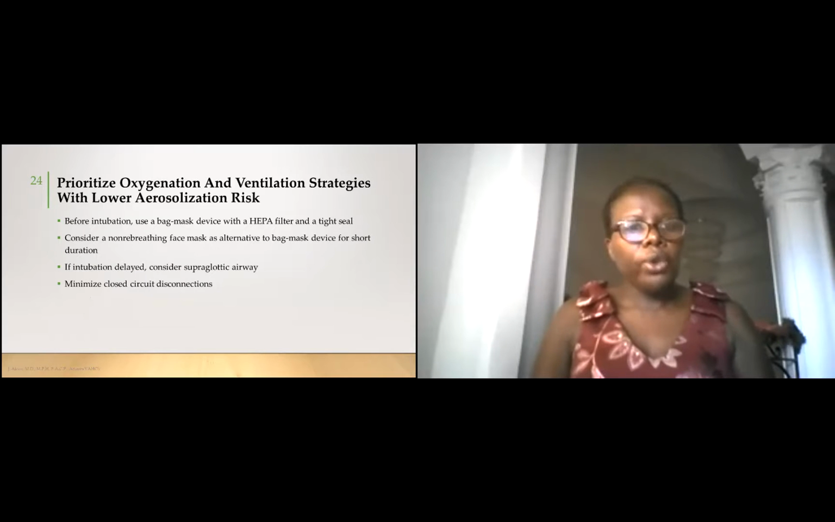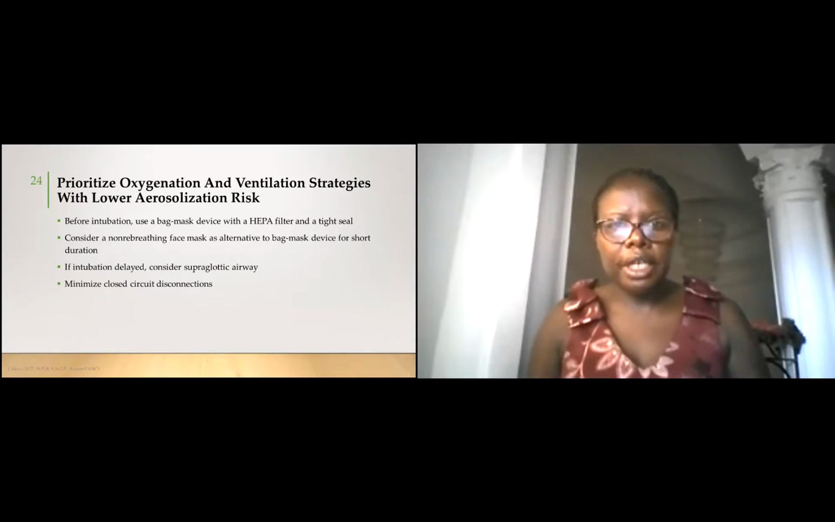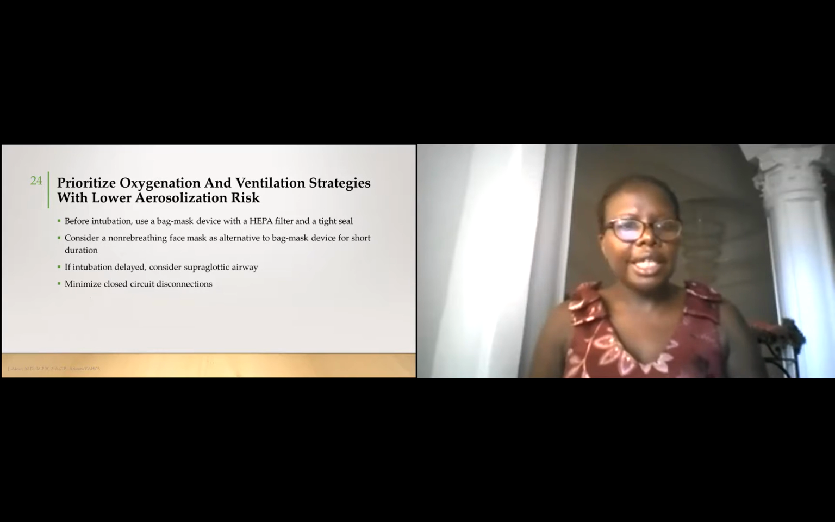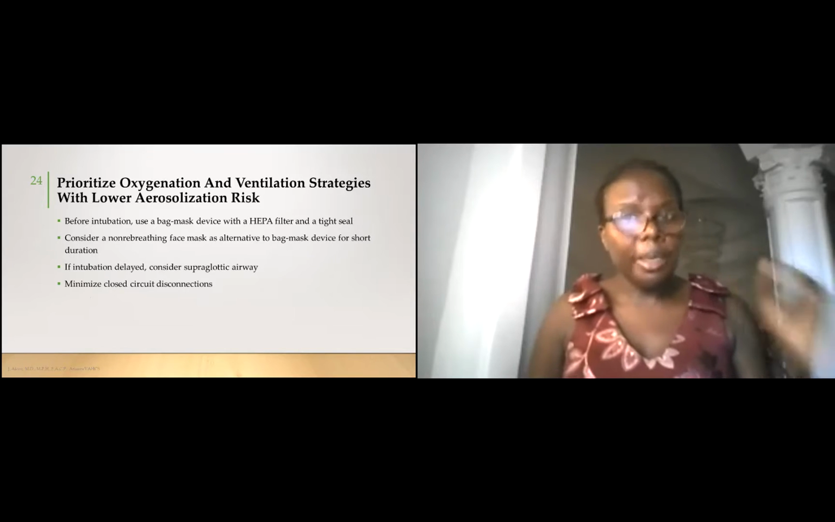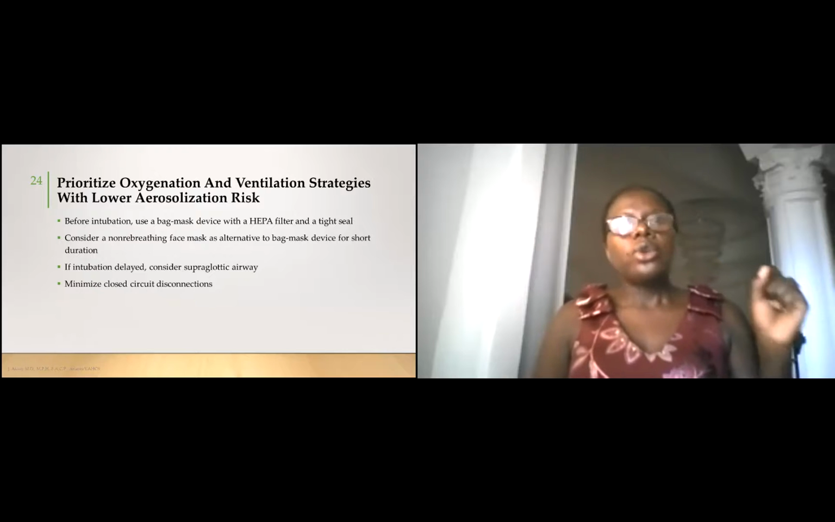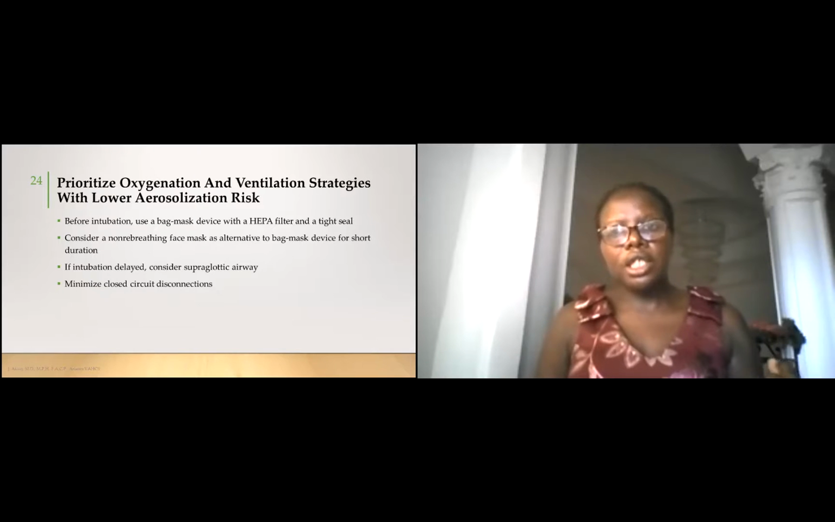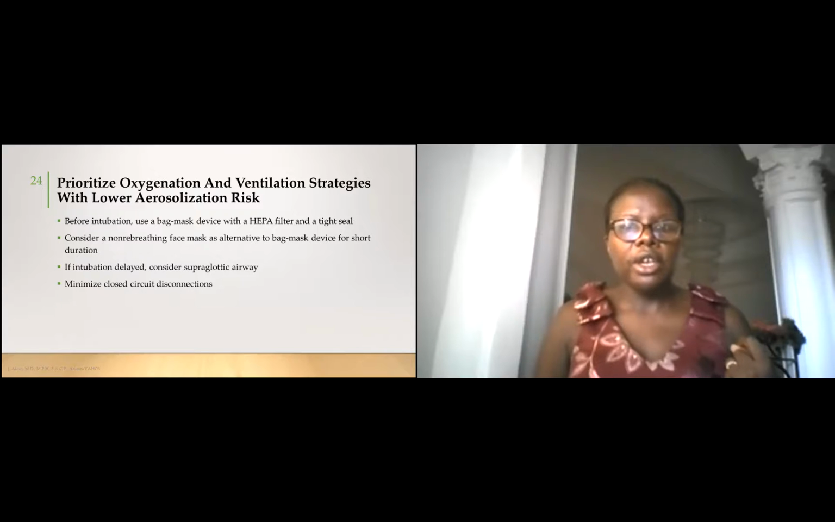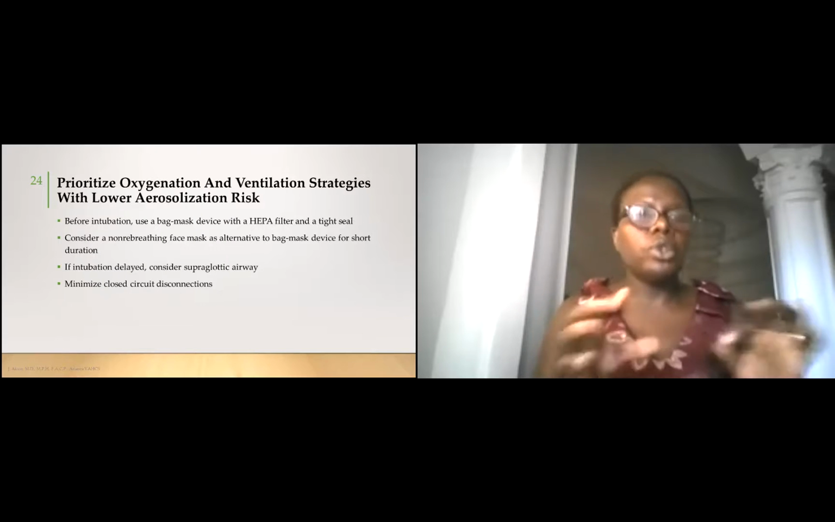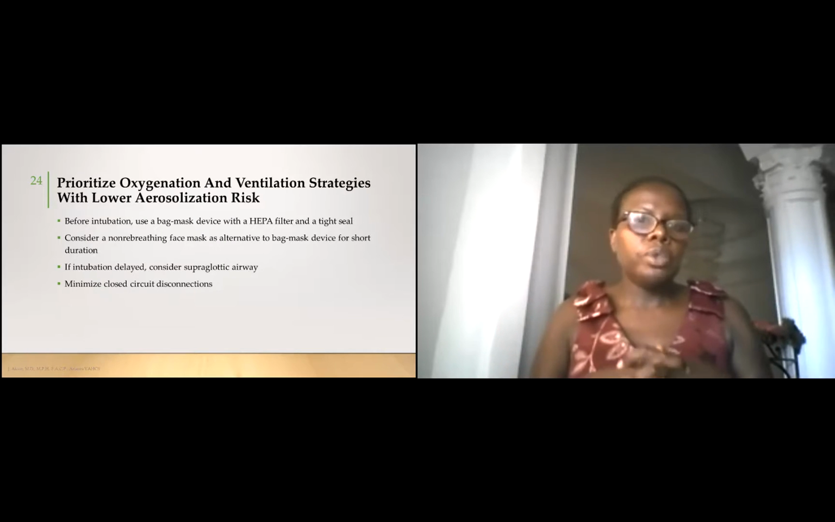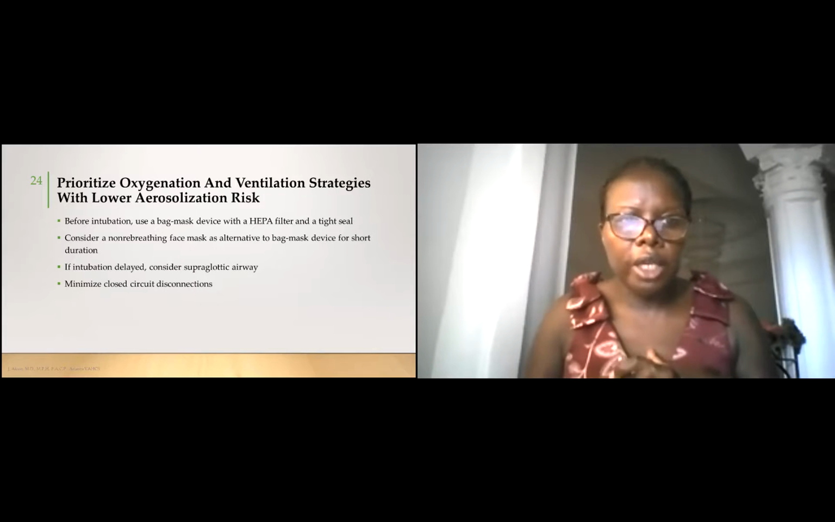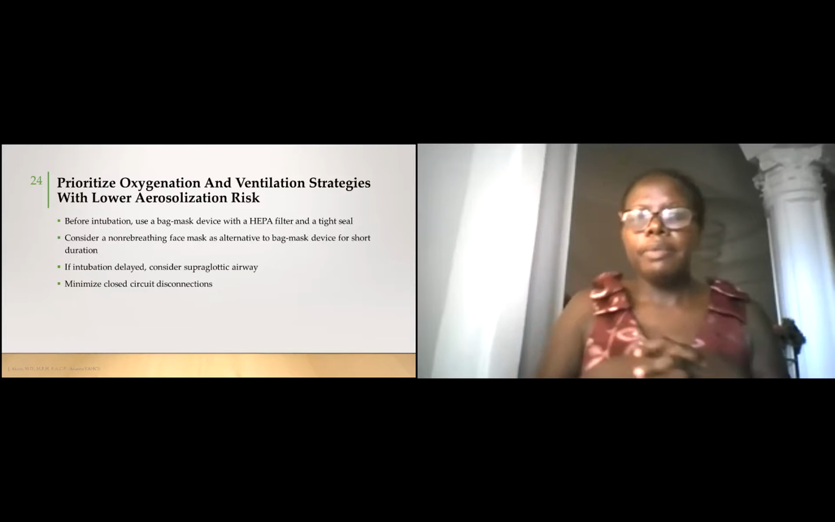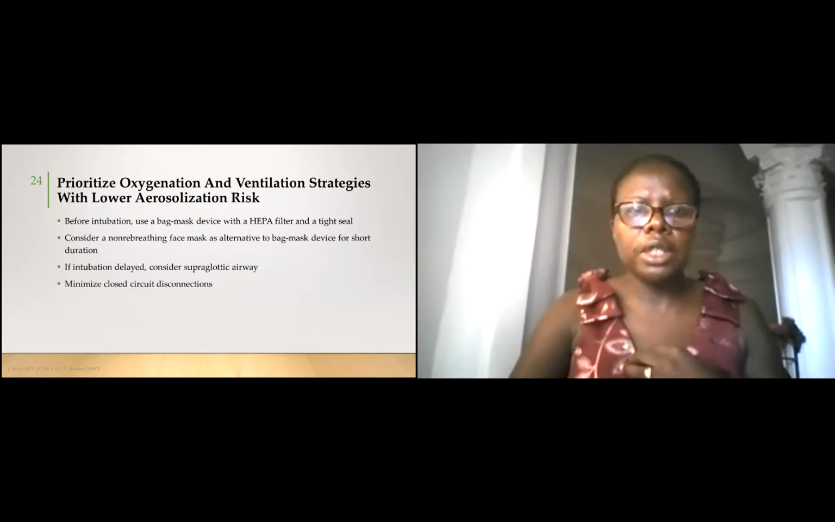And again, before you intubate this patient, you want to use a bag-mask device with a HEPA filter with a very tight seal. So if you're using a mask, it has to have a HEPA filter and it has to have a very tight seal. You can consider a non-rebreathing face mask as an alternative if you don't have a bag-mask device, but you do a non-rebreather only if you don't have a vent available right away, and you do it only for a short period of time. And if intubation is delayed in any of these patients, you do have to consider obtaining a supraglottic airway. Do not delay. And then again, minimize any closed circuit disconnections in these patients.